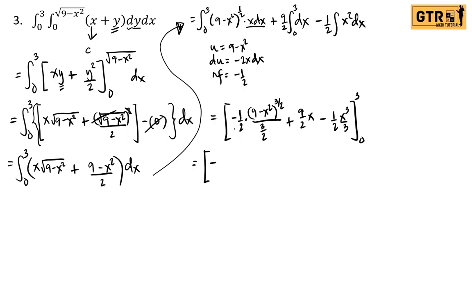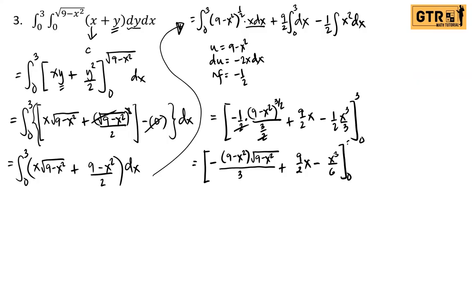So we have negative. We can cancel out. We have 1/2 and 3 over 2. So cancel out the 2. So we have negative 9 minus x squared raised to 3 over 2. If it's 3 over 2, we can write that as 9 minus x squared and then square root of 9 minus x squared. Because 3 over 2 is 1 and 1/2. So this is the exponent 1 and this is the 1/2. Okay? So para madali nang i-substitute yung 3 and 0 mamaya. Okay, so over 3 plus 9 over 2x minus x cubed over, multiply the denominator over 6.